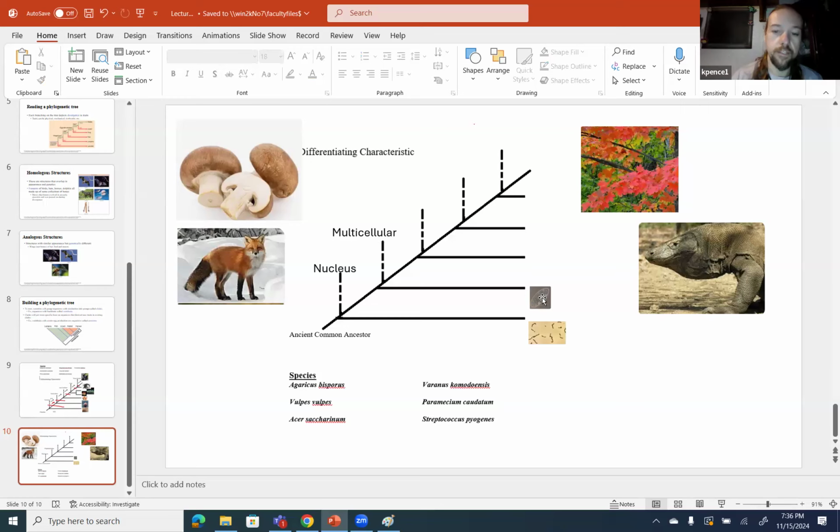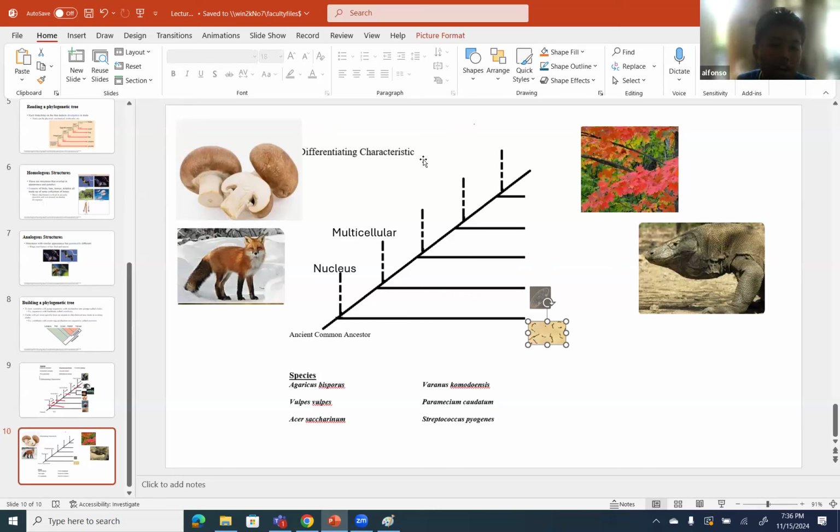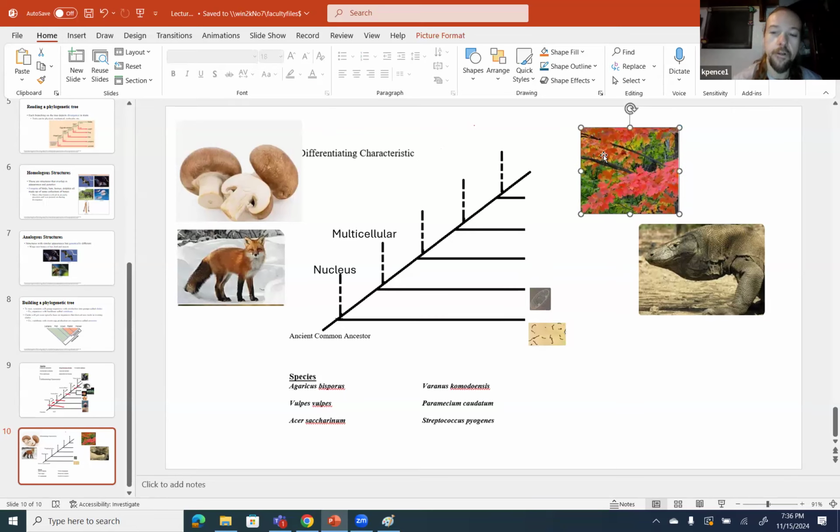All right. Again, ignoring these two, we have four individuals left. Which of the four should I put next? Which one is the most different now? This one might be confusing, but think about this. The sugar maple. Sugar maple? You think it's sugar maple? Why do you think it's sugar maple? Give me a reason.